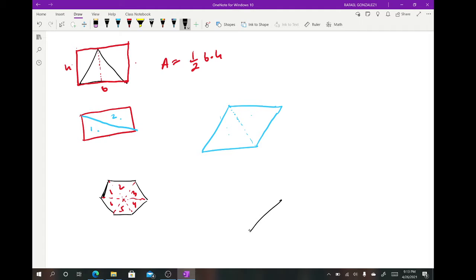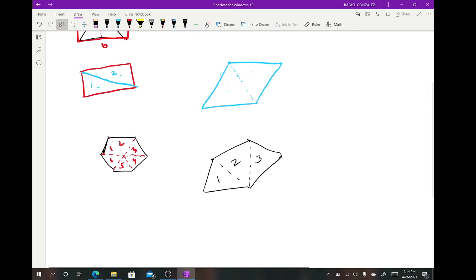Like if you have some figure that kind of looks like this. Right? If you have some figure that looks like this, then if you make triangles and you get the area of these triangles, then you could find the area of the whole polygon.